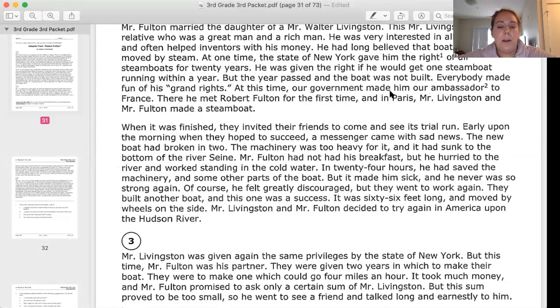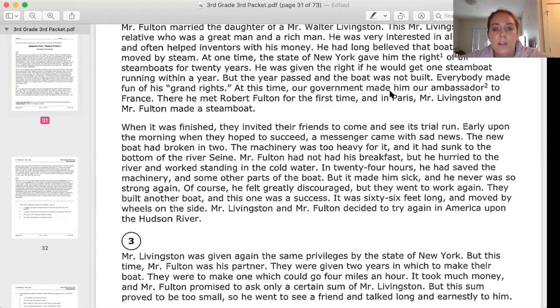All right, let's look at paragraph 2. When it was finished, they invited their friends to come and see its trial run. Early upon the morning when they hoped to succeed, a messenger came with sad news. The new boat had broken in 2. The machinery was too heavy for it and had sunk to the bottom of the river Seine. Mr. Fulton had not had his breakfast, but he hurried to the river and worked standing in the cold water. In 24 hours, he had saved the machinery and some other parts of the boat, but it made him sick and he never was so strong again.